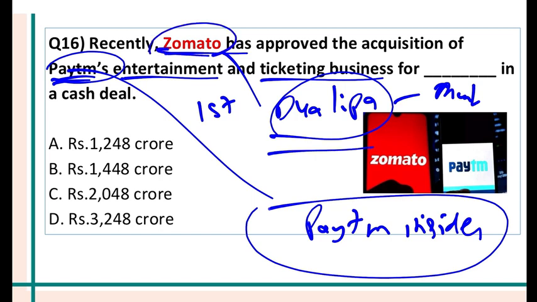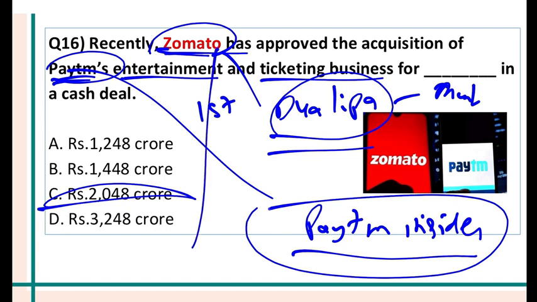So they have purchased Paytm Insider, that is Paytm's entertainment and ticketing business, for 2048 crore rupees. Zomato is headquartered in Gurugram. The CEO is Mr. Dipender Goyal. They have purchased Paytm Insider from One97 Communications, the parent company of Paytm. And Zomato will name this business District. On the District app, you can have dining, movies, sports tickets, live performances, and all those things.